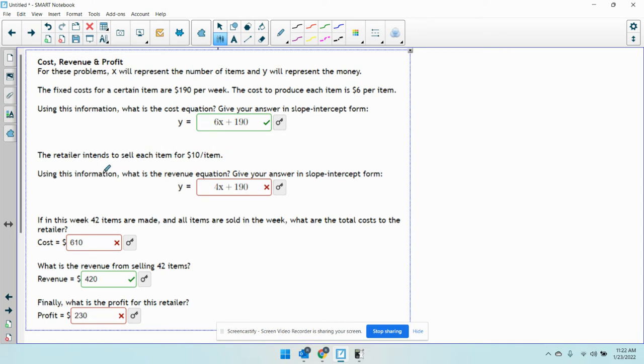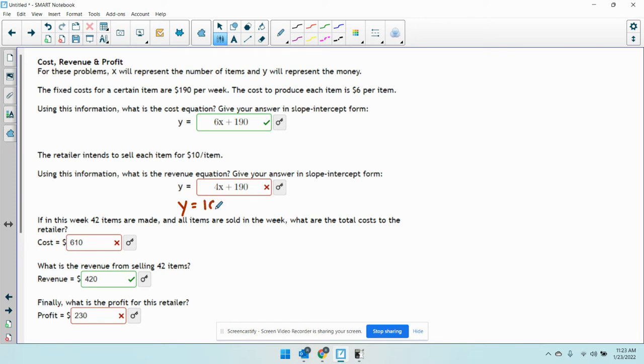I think you might have combined or tried to do more here than you needed to. We're keeping these separate. So this is its own equation for cost. Our revenue is just going to be equal to how much we make per item. This is just going to be 10x. So that changes that.